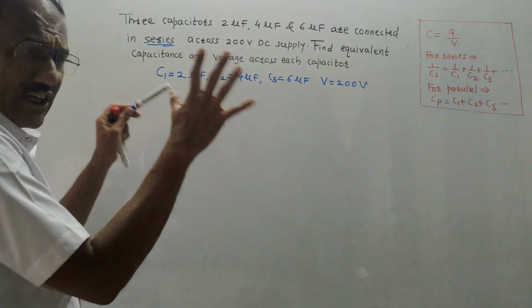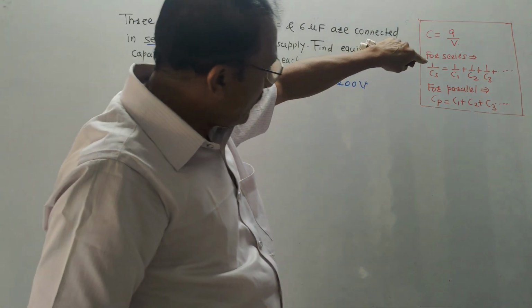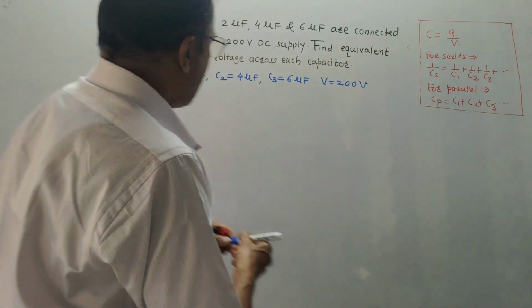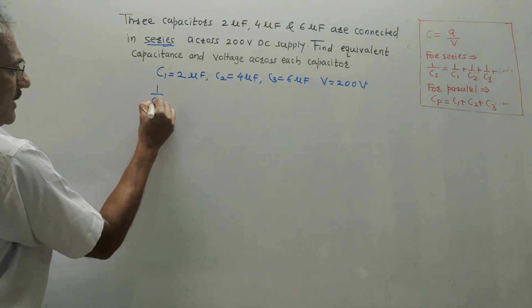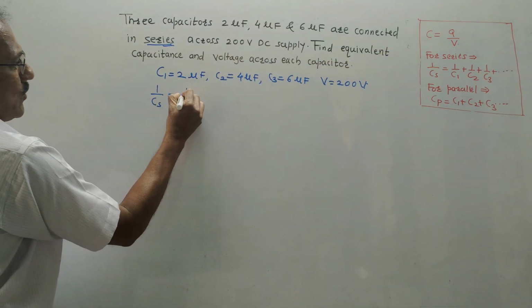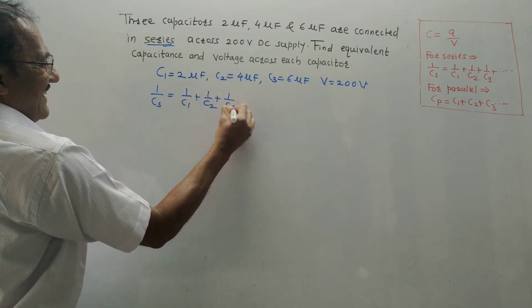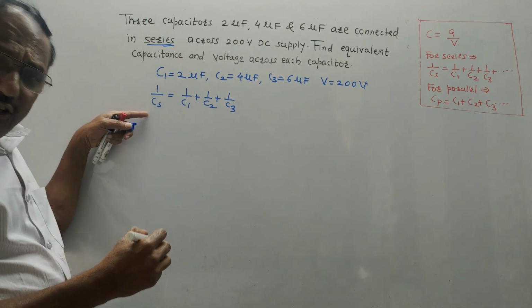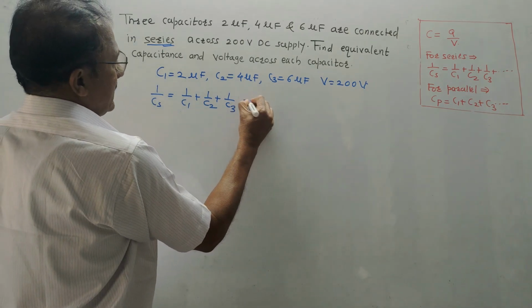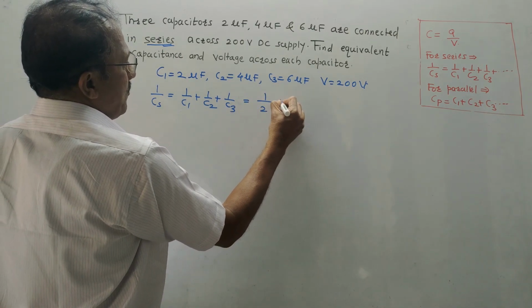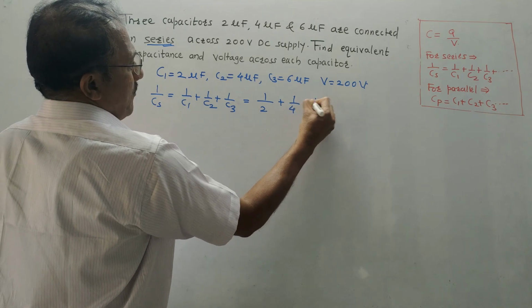First, let us calculate the equivalent capacitance. We have the formula to calculate equivalent capacitance, so I will first write the formula. 1 by Cs is equal to 1 by C1 plus 1 by C2 plus 1 by C3. Cs is the value of equivalent capacitance. So this is simply 1 upon 2 plus 1 upon 4 plus 1 upon 6.